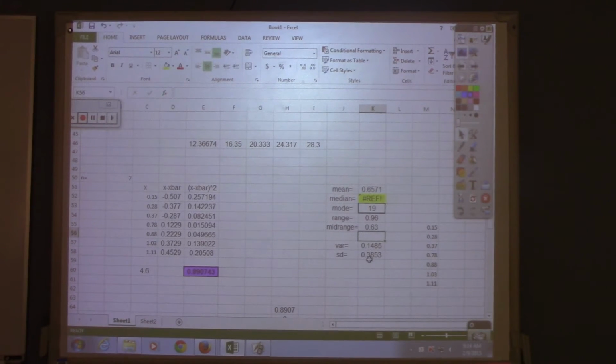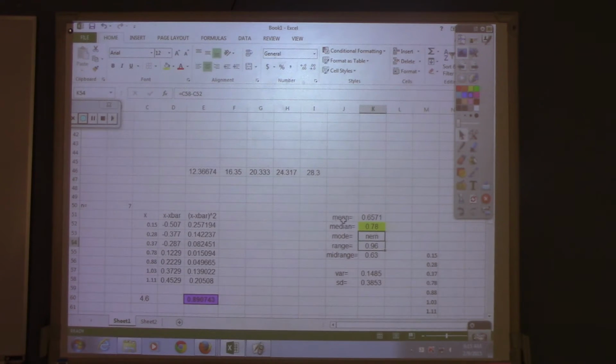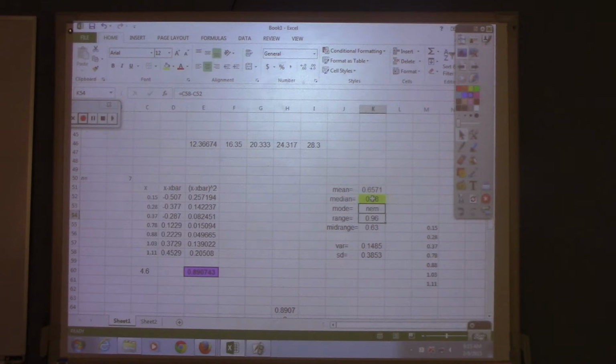I've never had that happen before. Sorry about that. Usually the median of 7 would be that guy right there, 0.78. Equals 0.78. What's the mode? Mode, no mode. You put 0? Put N/A. Do that in Dr. Gabati's class. N/A. I do not do this stuff, I don't know what that means.